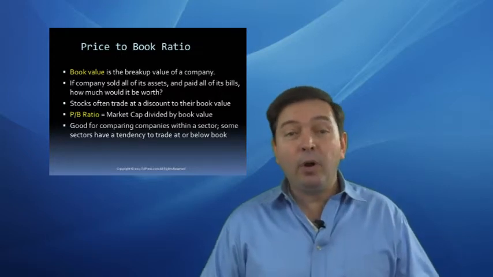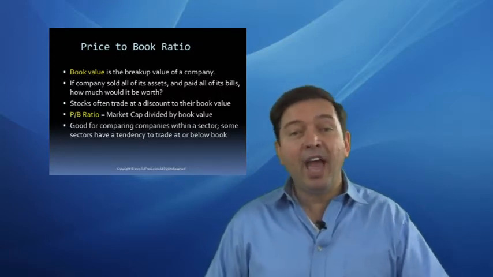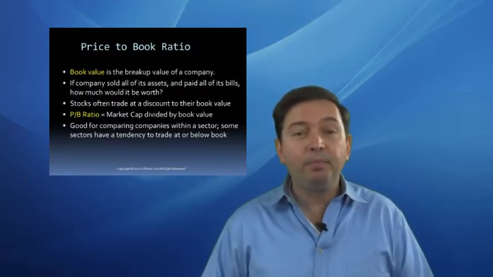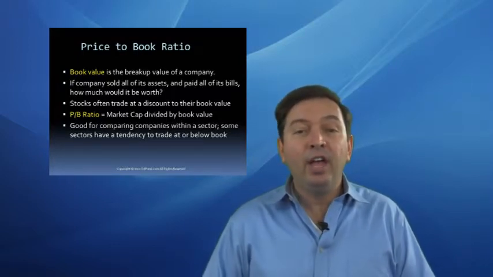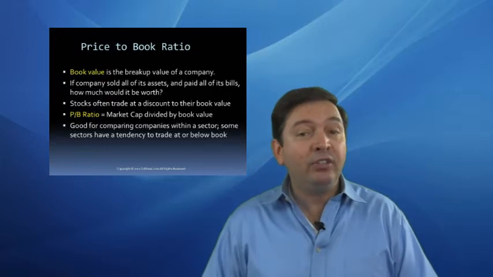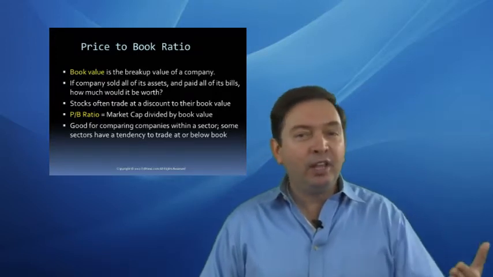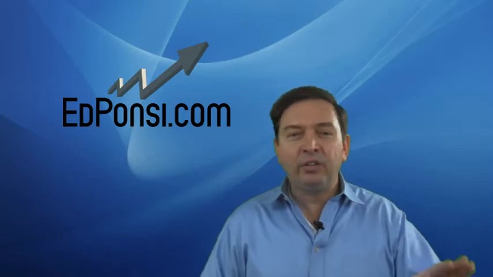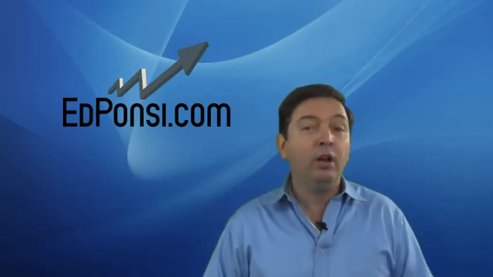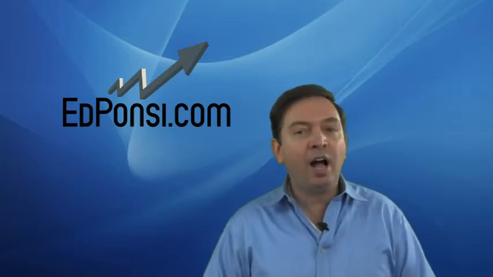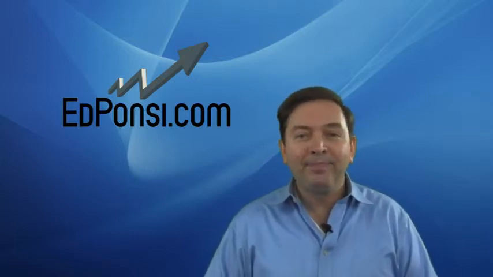And how do we determine the price to book ratio? It's the market cap divided by the book value. Okay, this is great for comparing companies within a sector. And some sectors do have a tendency to trade at a low book value. So if you see that there's one particular sector and all the names in that sector are trading at a discount to book value, it could be that that sector is out of favor. So that could tell you something not just about the stock, but about the sector as well.